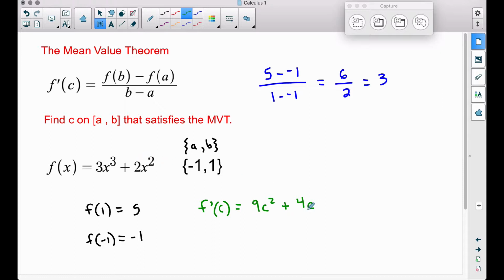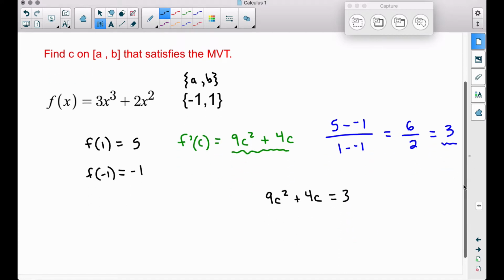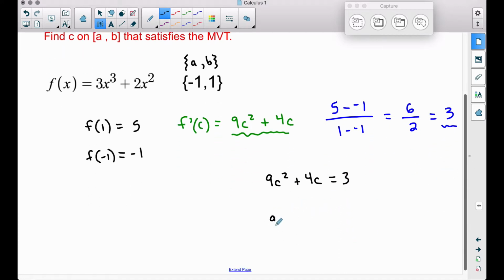I'm just using a c here instead. So now we want to set this equal to this, and that's exactly what the mean value theorem says. Now we are going to have a quadratic equation to solve here. 9c squared plus 4c is equal to 3. Let's move that 3 on over to this side. So 9c squared plus 4c minus 3 is equal to 0.